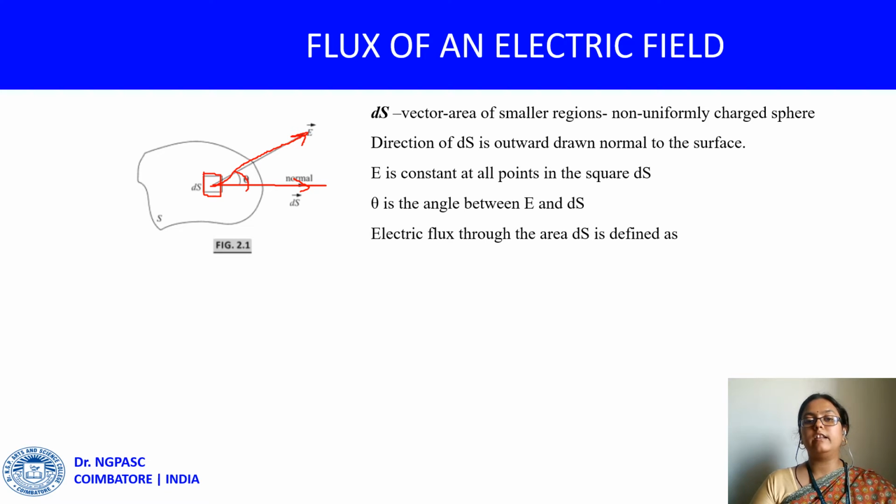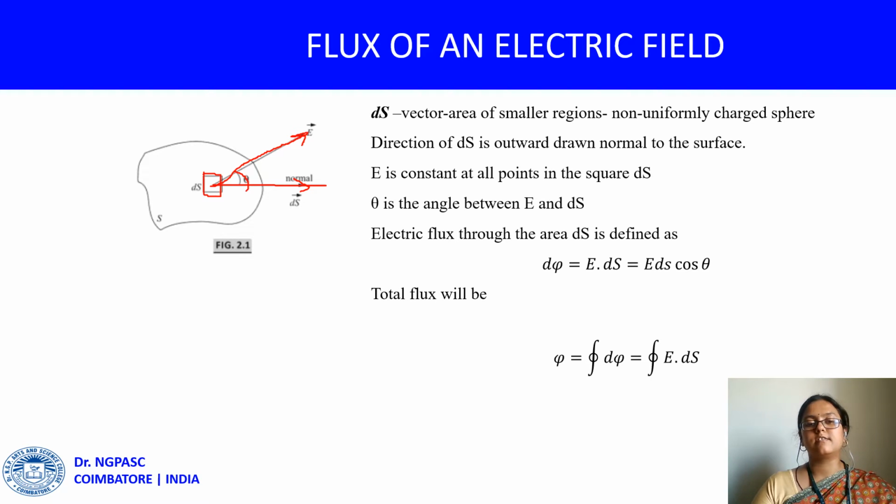Then the electric flux through this area ds will be written as E vector dot ds vector, that is E ds cos theta, and the total flux will be the integral of the small regions. We have to add all those small blocks, so that is done by integral. As it is closed, we will be using closed integral of d phi. So it will be closed integral E dot ds. The flux of the electric field will always be a scalar quantity and its unit is Newton meter square per coulomb.